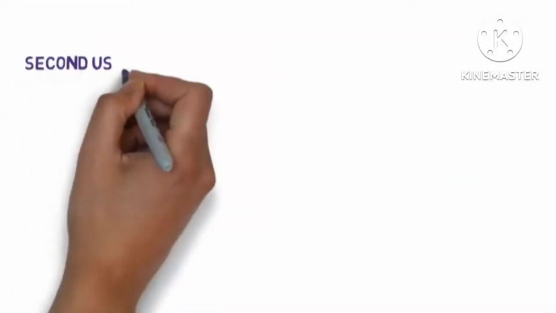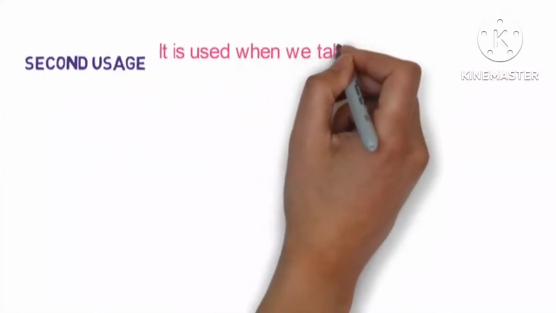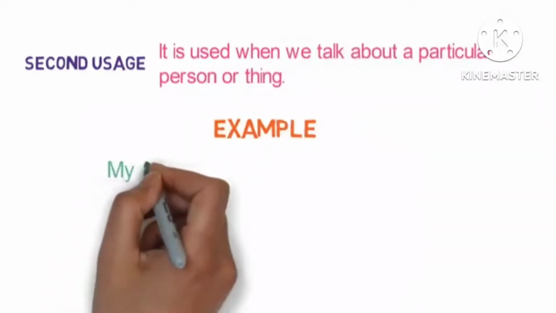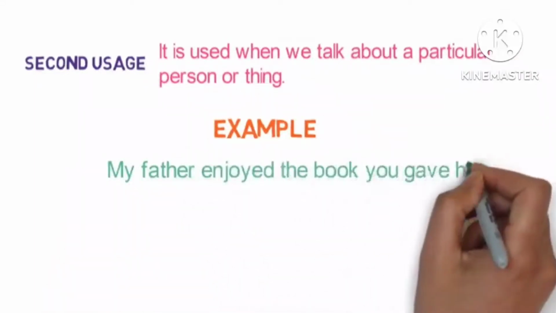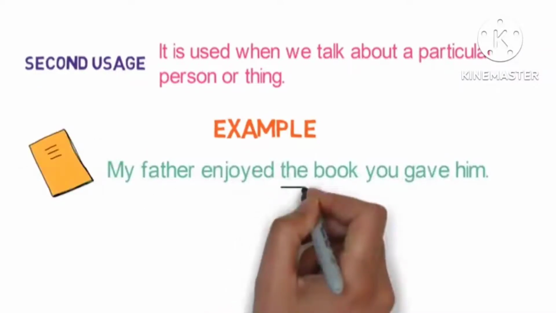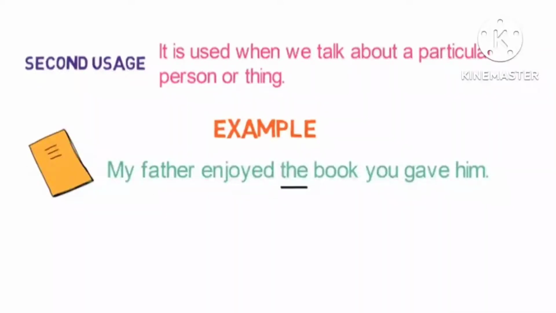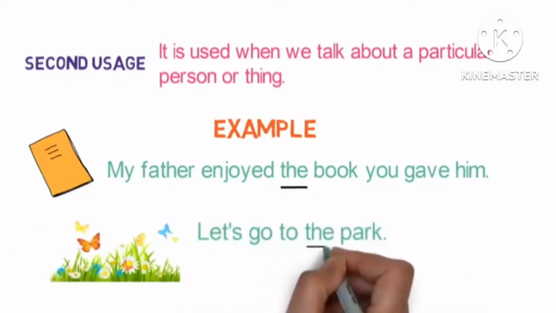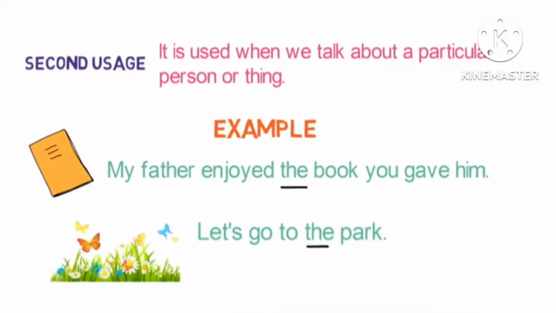Let's look into the second usage. It is used when we talk about a particular person or thing. For example, my father enjoyed the book you gave him. Which book? The book that you gave him. Let's look into one more example. Let's go to the park. Which park? The park which is known here. So the second use is when you want to be specific about the thing.